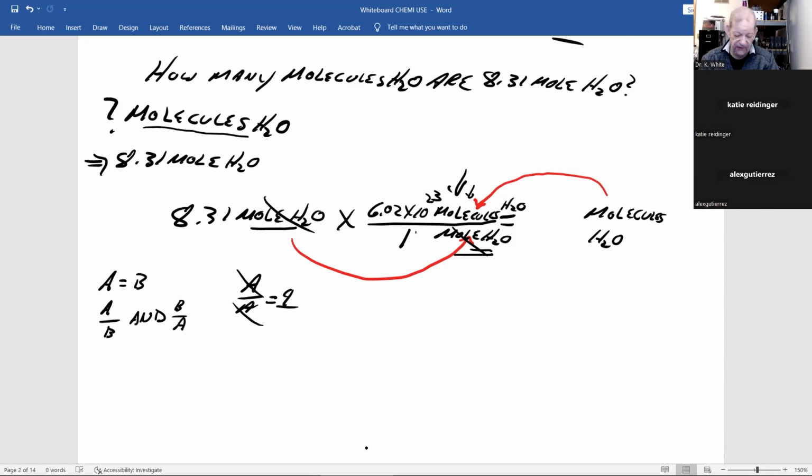8.31 times 6.02, remember, double E or second key, blue double E, and that's 23rd. I'll hit enter, and my calculator gives me this number, 5.00262 times 10 to the 24th.